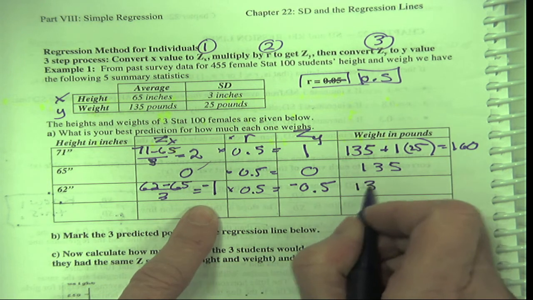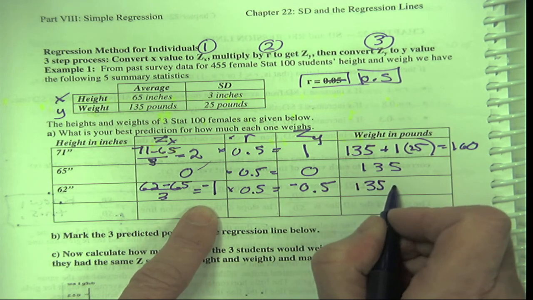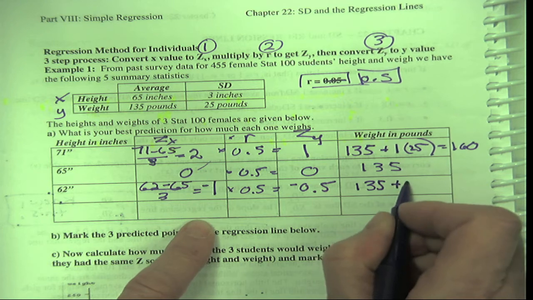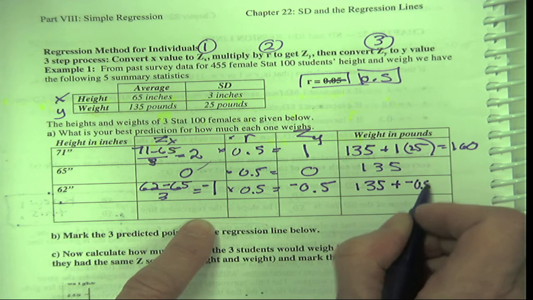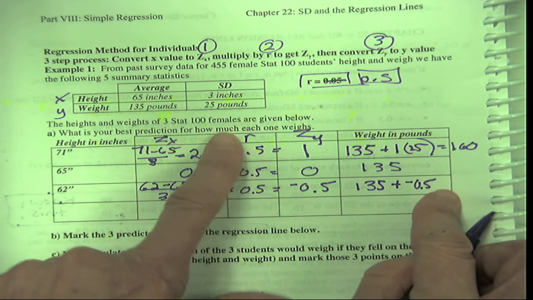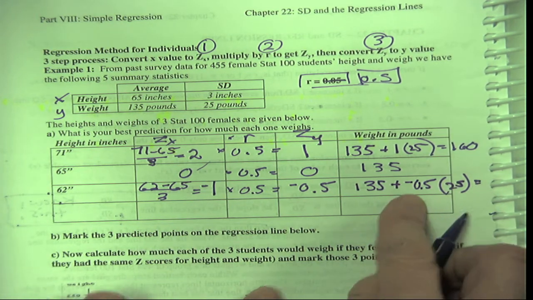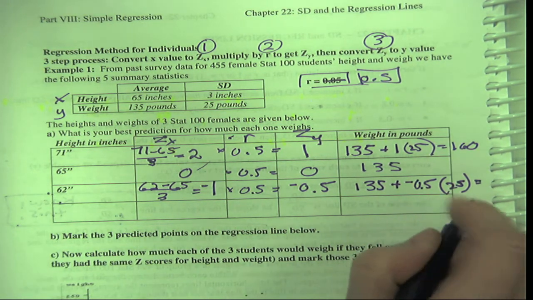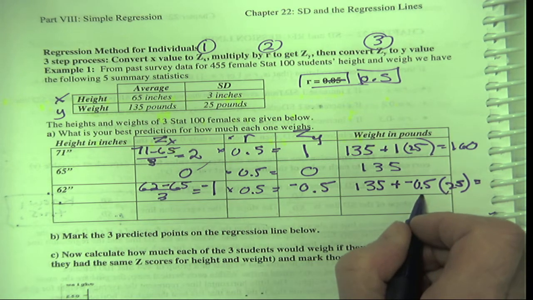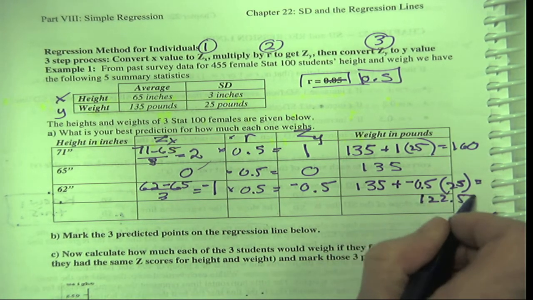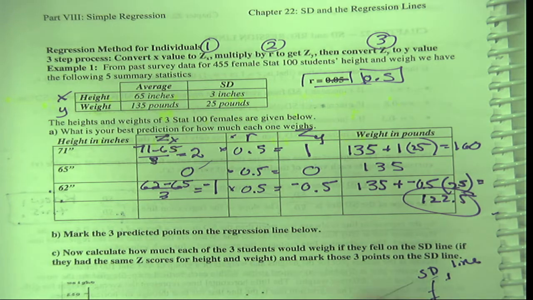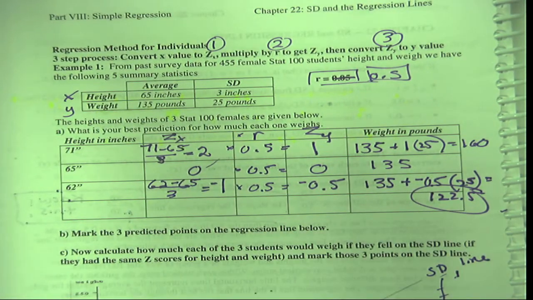And that would be what? You start at the average and you want to go down plus negative 0.5 times the standard deviation, which is 25 pounds. So that would take us down by 12.5, to 122.5. Okay? Do people understand this 3-step process? Very intuitive, and it helps you understand what regression is.